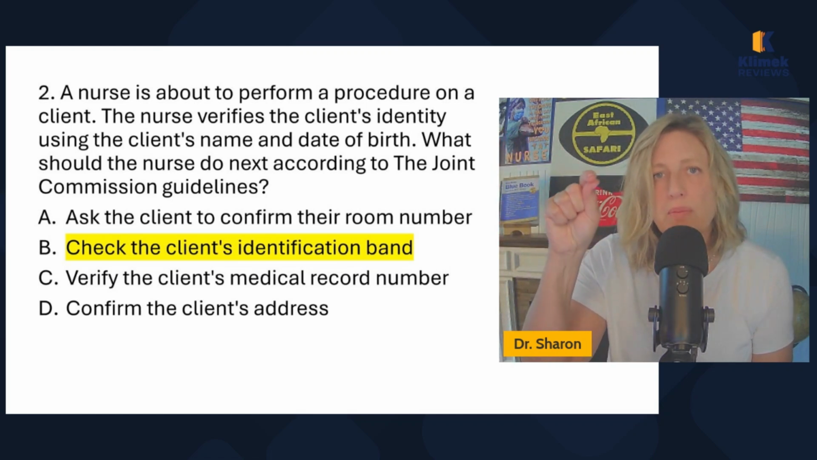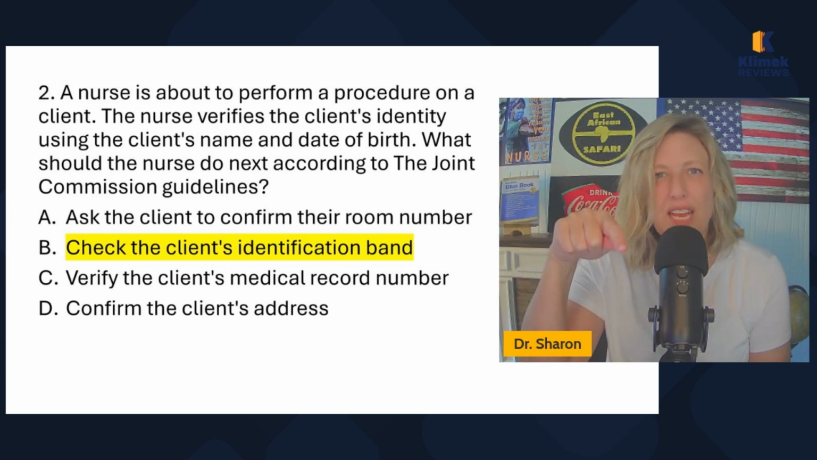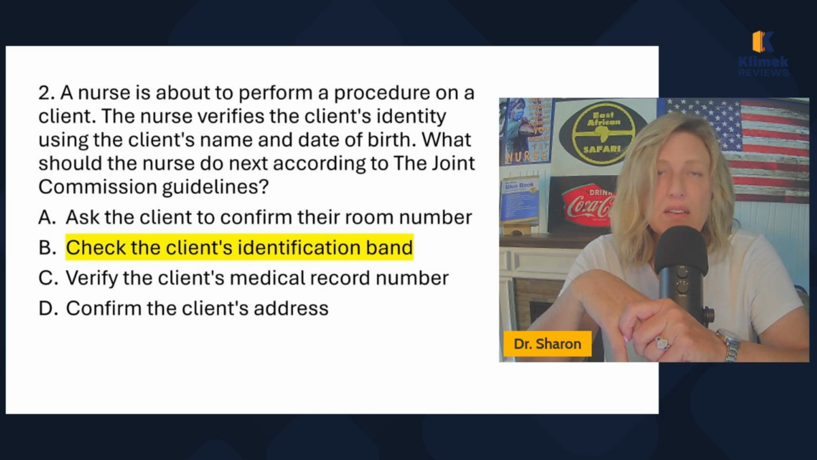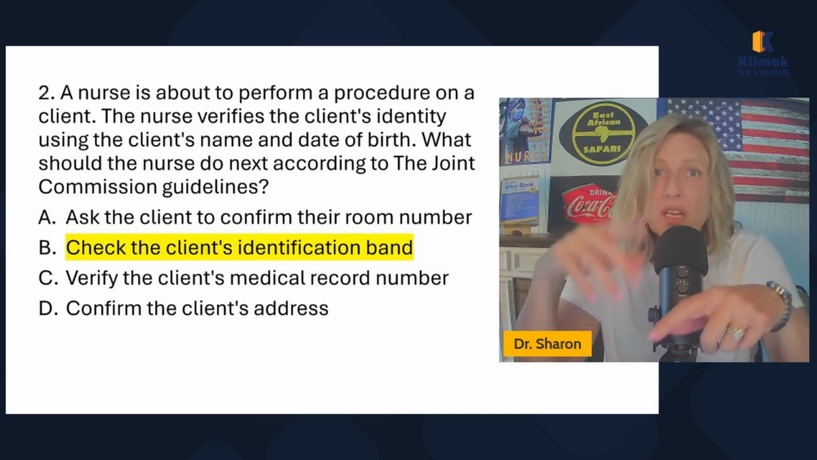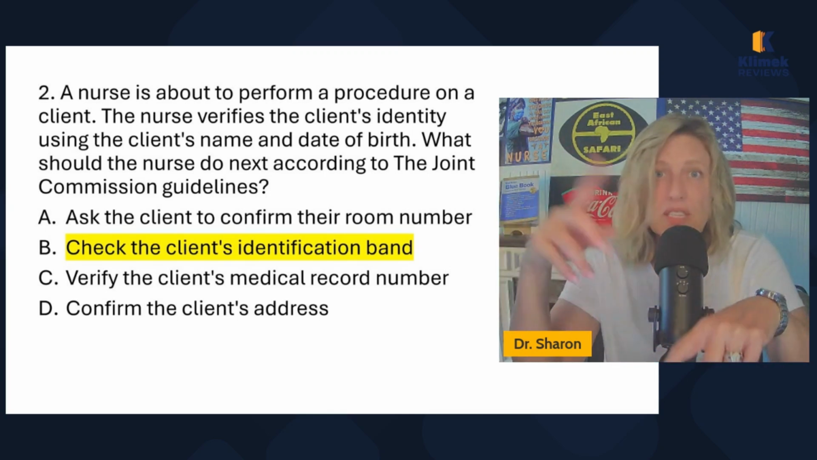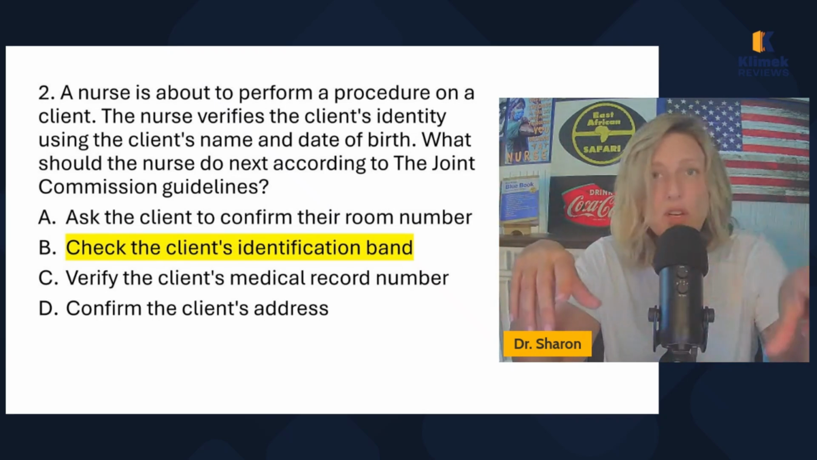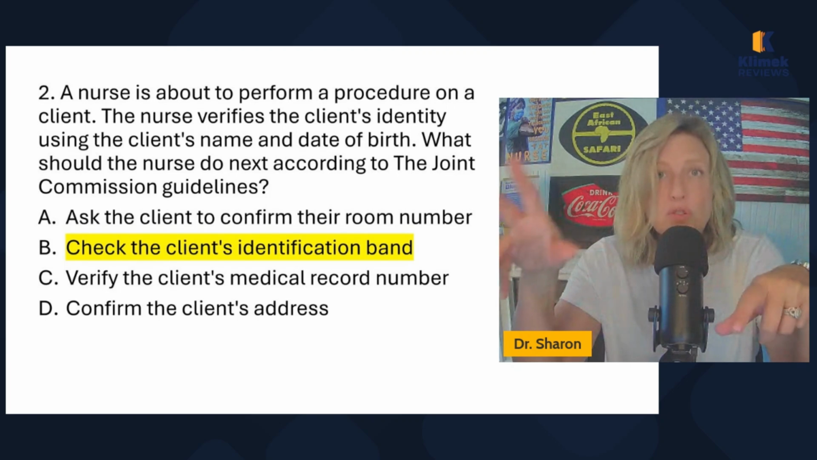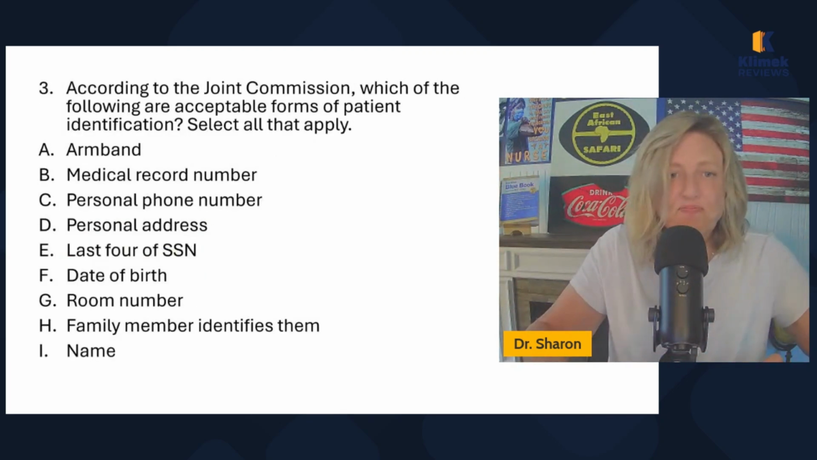According to the Joint Commission, you use the armband to confirm what the patient said. So if they tell you their name and date of birth is one thing and their armband says something different, you better investigate that, okay? Unless the patient is confused, you are going to believe what the patient says. If they tell you their name and date of birth is this, you're going to believe it. If they've got the wrong armband on, you better take care of that before you start doing the procedure.